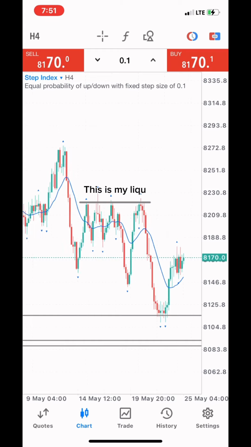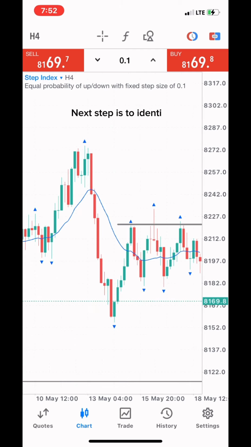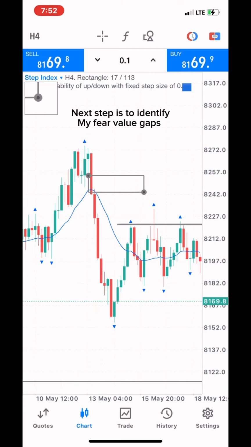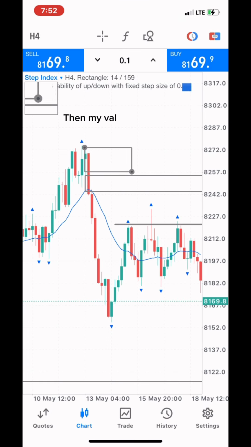This is my liquidity. Next step is to identify my fair value gaps. Then my valid order block.